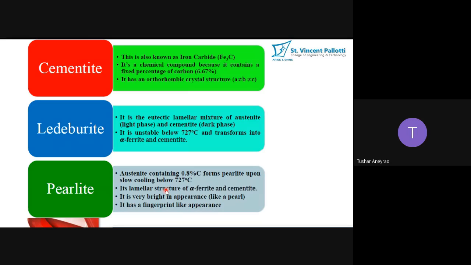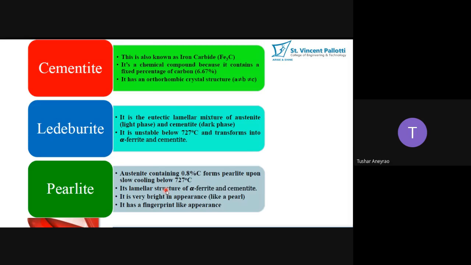It means that we are going to get ledeburite only at the eutectic point or only below the eutectic point, wherein the temperature as well as the composition ranges are in the eutectic range, right?